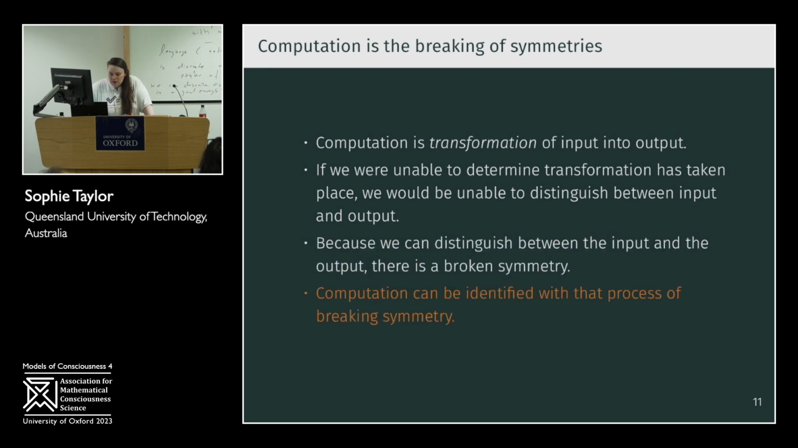So, following this line, computation can be identified with the process of breaking symmetry. A lambda abstraction, for example, is a specification of how the symmetry is broken. This also suggests that there is a way to construct a modal type system for specification of symmetry breaking, perhaps keyed type theory, for example.